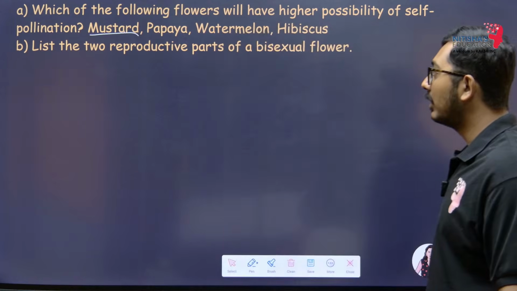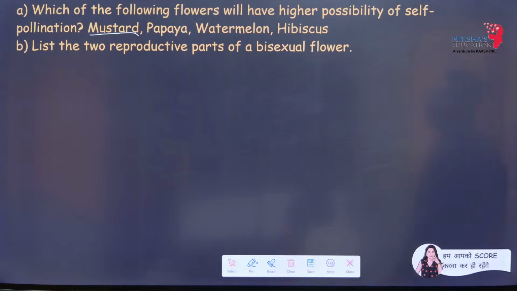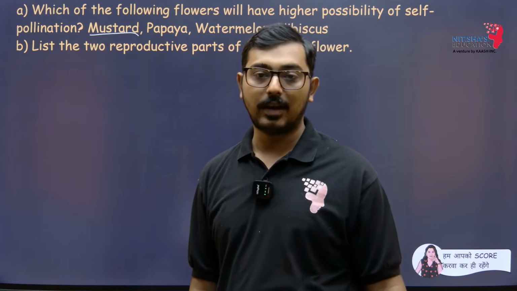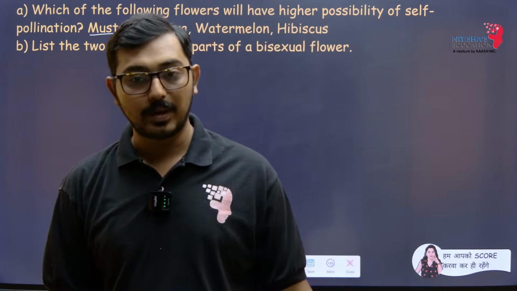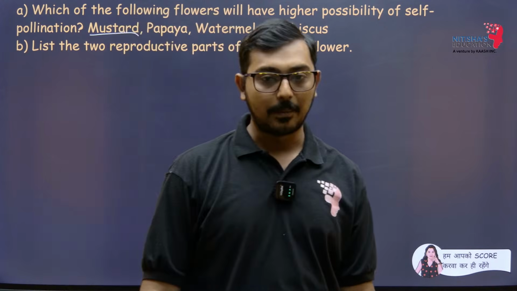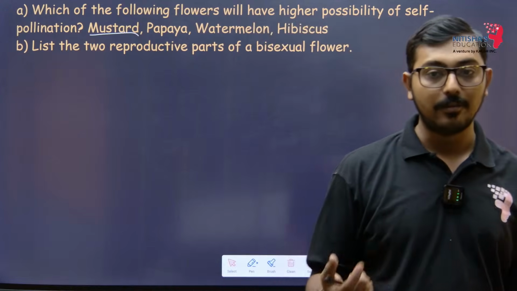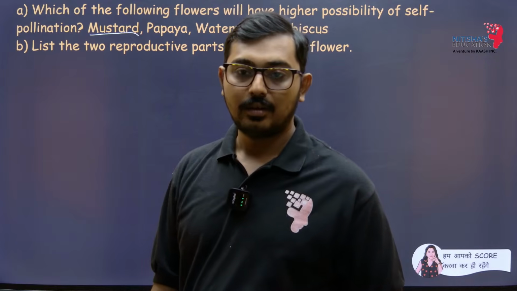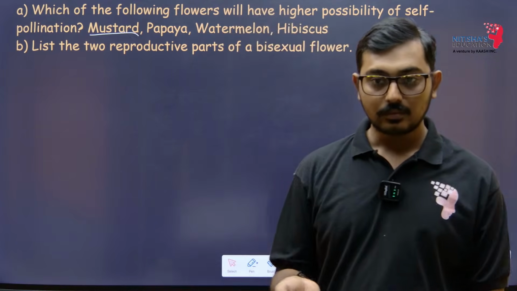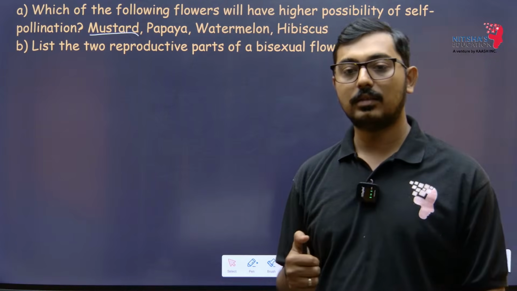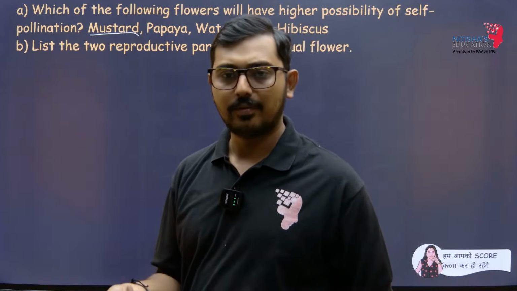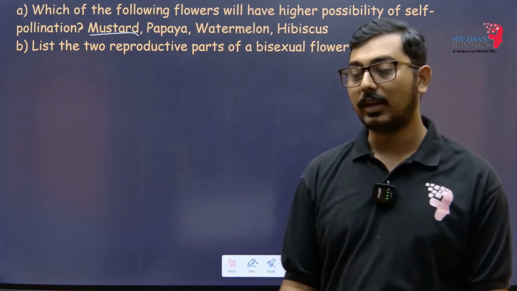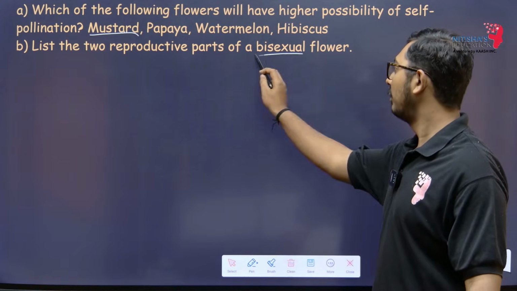List the 2 reproductive parts of a bisexual flower. For a bisexual flower, the 2 reproductive parts would be the stamen, the male part, and another would be considered as the pistil, the female reproductive part. Okay, so pistil and stamen you can have in a bisexual one.